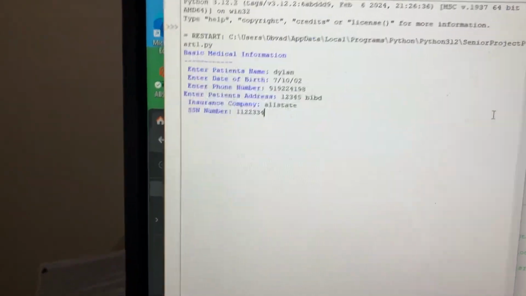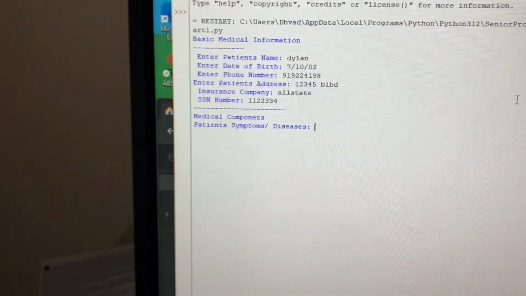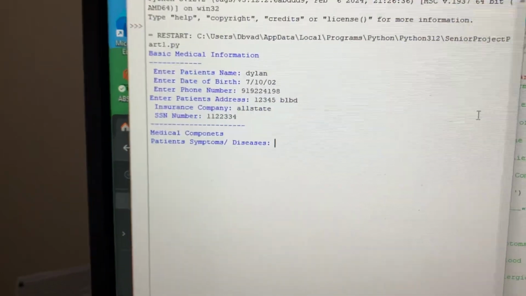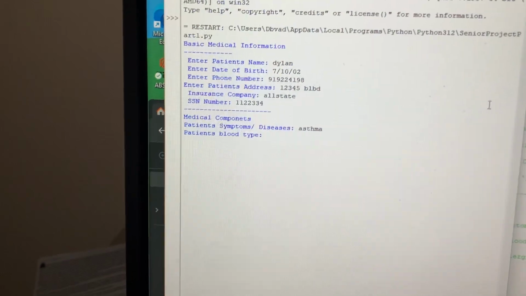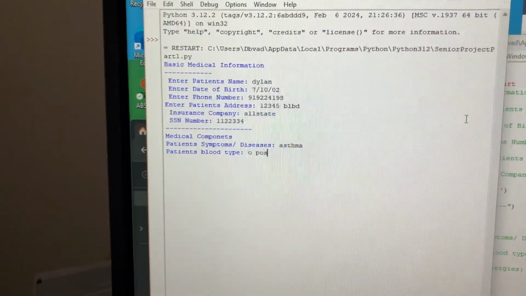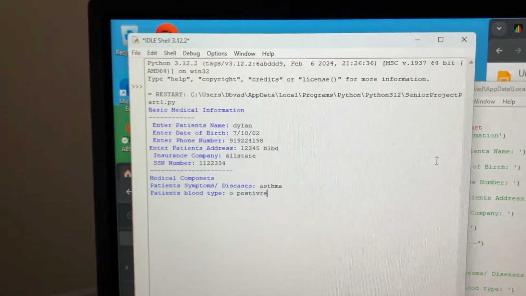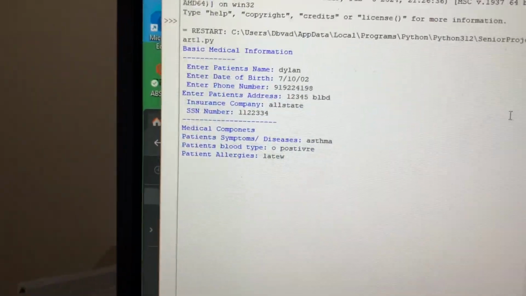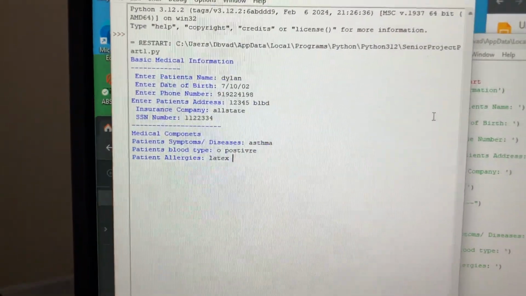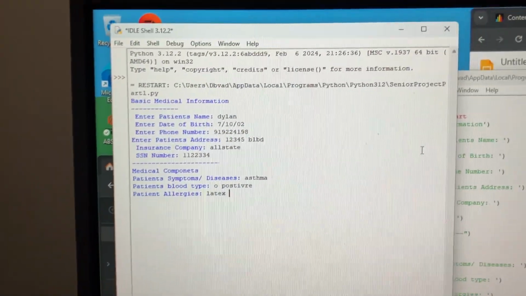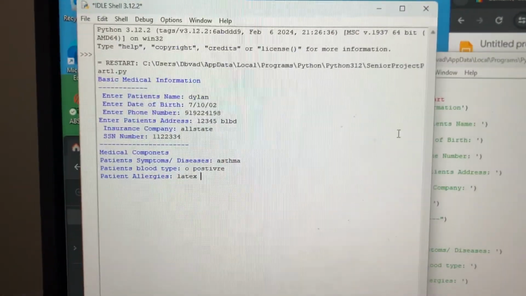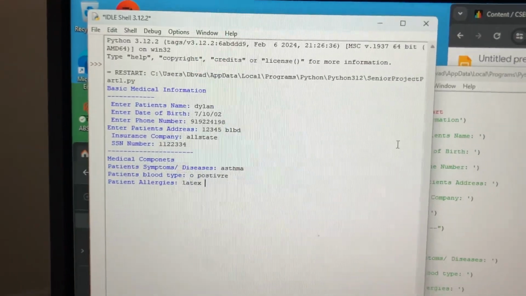This is just what a chart might look like. Patient symptom and disease, so this is the medical component of making a chart. So maybe we'll just do asthma. Patient blood type, we'll go O positive. Allergies, we'll say they're allergic to latex gloves, so maybe gloves that are used in the hospital. And this is important to know, that maybe a nurse might not know this if the files were locked out, and it could be very important because they could have an allergic reaction without the nurse ever even knowing.